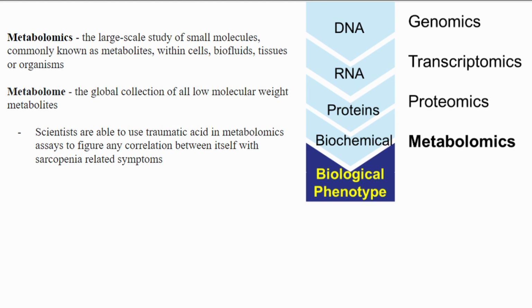Collectively, these small molecules and their interactions within a biological system are known as the metabolome. Exogenous metabolism can produce traumatic acid as a metabolite, which means that using the practice of metabolomics, scientists are able to figure out a correlation between traumatic acid and patients with sarcopenia symptoms.